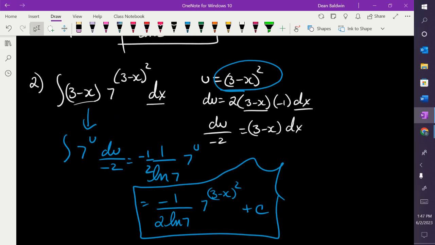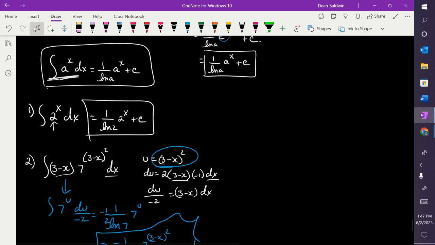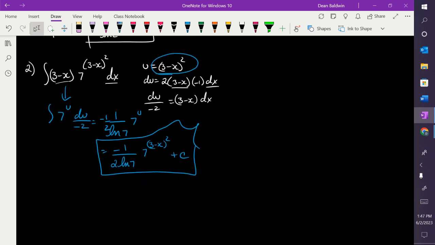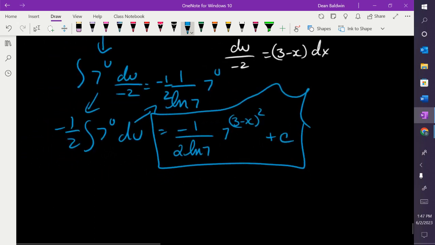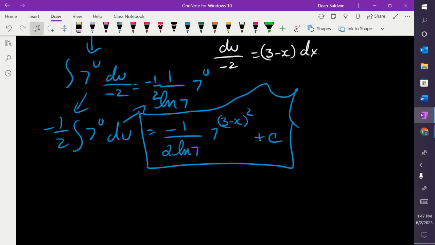I just integrated it using this formula. Because now it matches this formula. All right, so then it's 1 over the natural log of the base times that base exponent. That's this bit. And the negative 1/2, because essentially I pulled out a negative 1/2, and I'm doing that. Is that okay? All right.